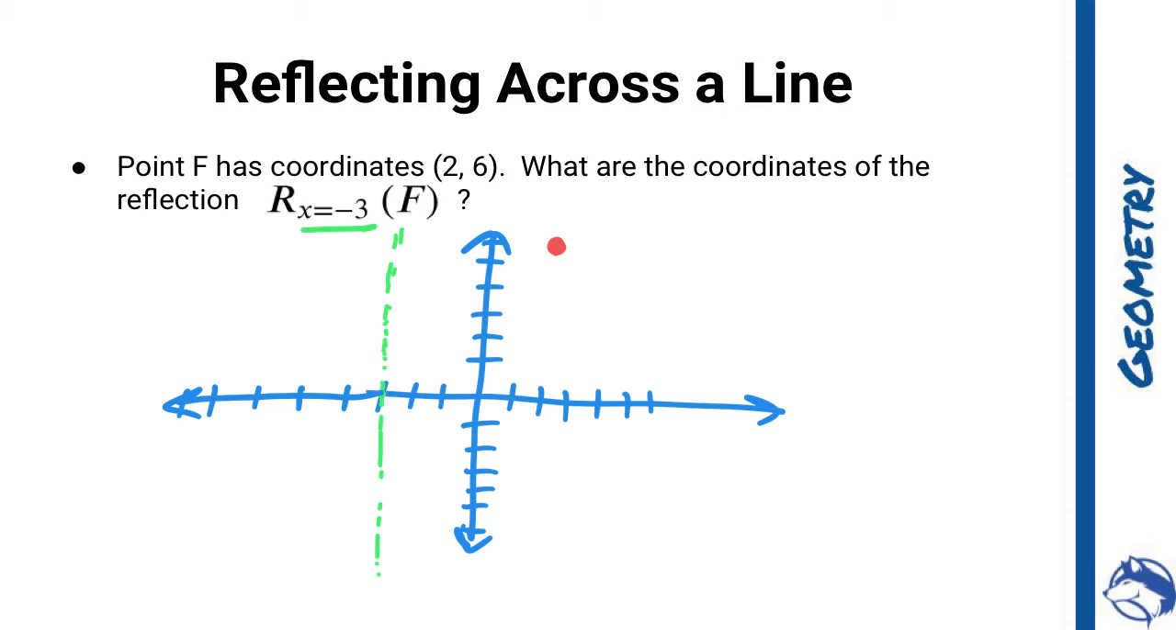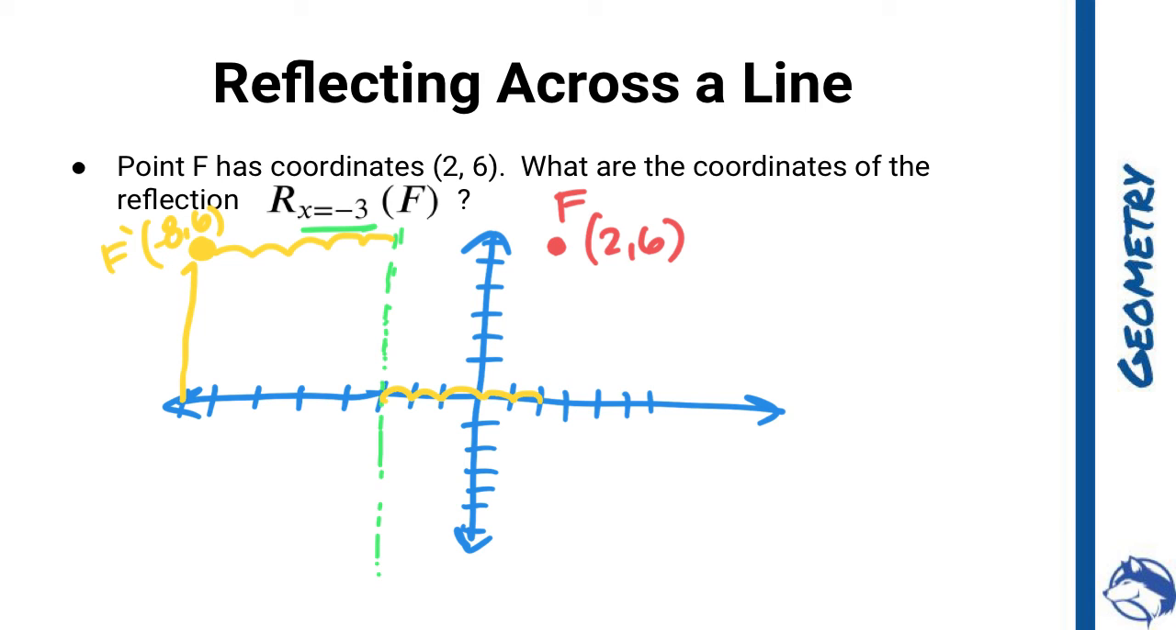To reflect this over, I know it's going to keep the same height because it's got to be the same distance, but how many units away is it? It's 1, 2, 3, 4, 5 away from the line, so I've got to count 1, 2, 3, 4, 5 units away on the other side. So it's right up there. This was 2, 6 and was called point F. Now this is F prime, and this ends up being negative 8, and it's still 6 high. But I have to reflect it over that line.